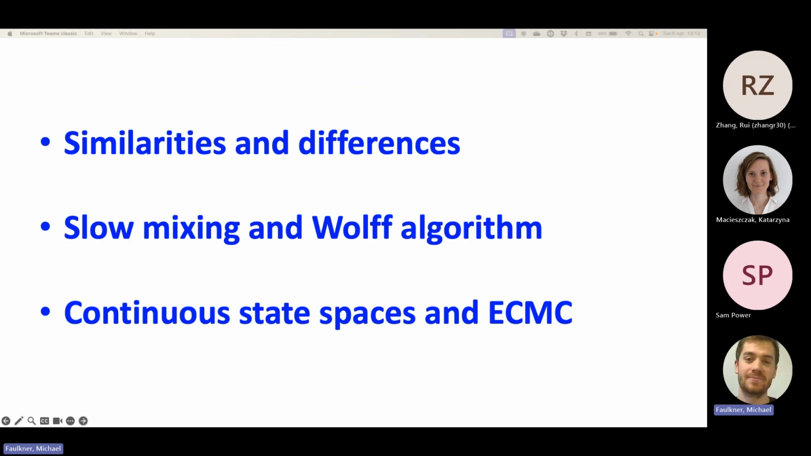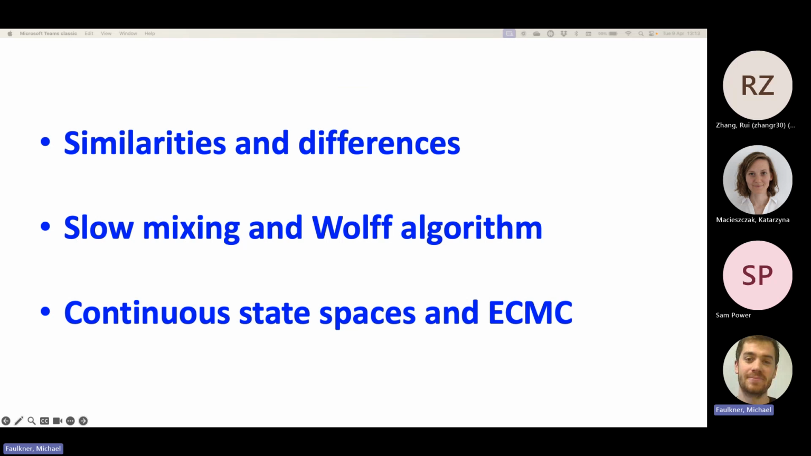Okay, so that was a little intro with some notation and a few things like that. First, I'm going to start with the similarities and differences between Bayesian inference and statistical physics. I'll then move on to phase transitions and how this can induce slow mixing, and I will present this using the example of the 2D Ising model, which I just sort of touched on earlier. And then I'll use this to motivate the development of the Wolff algorithm, which was a sophisticated sampling algorithm that was developed to circumvent slow mixing in the Ising model.